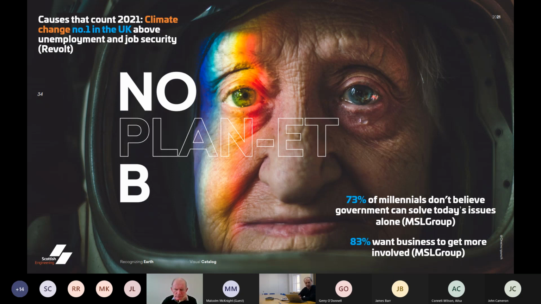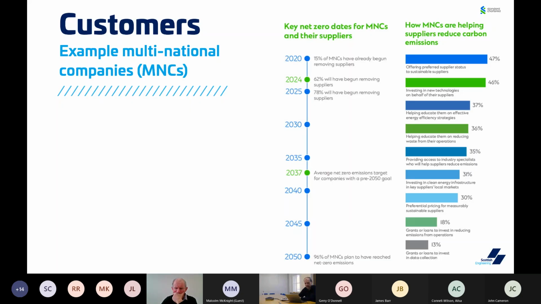There is also a belief that to get there, companies need to be involved. Government can't do it on their own, and they are looking for the private sector to make an effort and to move in that direction. So what you're getting here is a strong feeling that the consumer wants it to change.